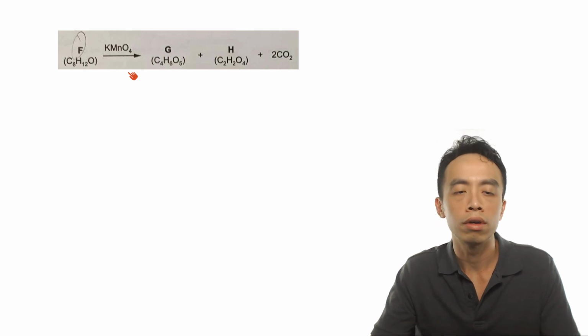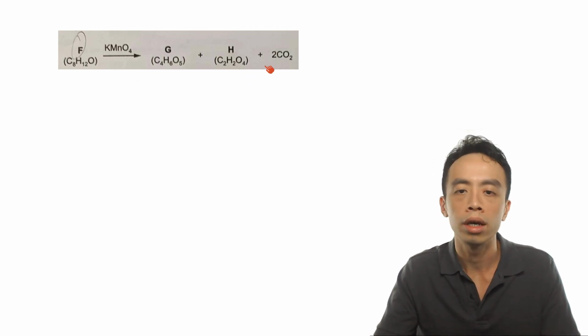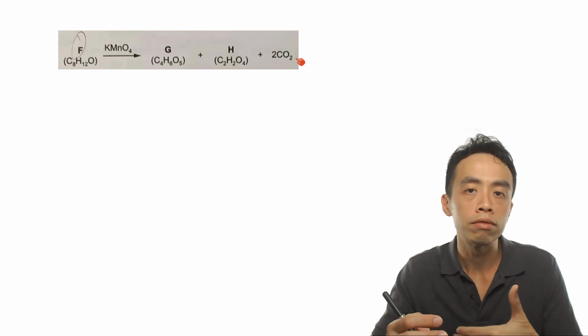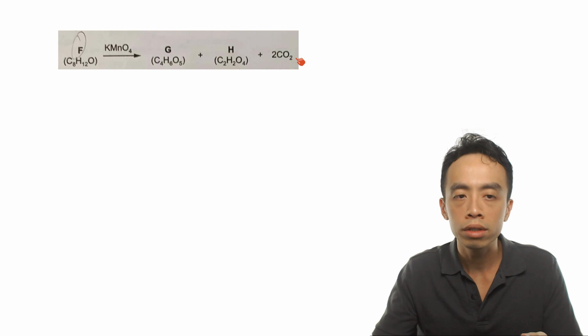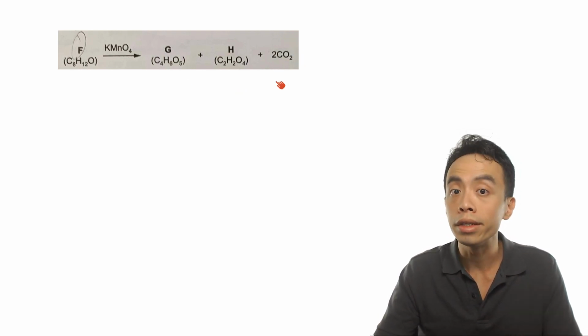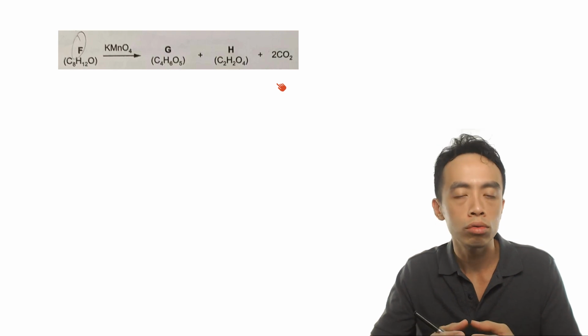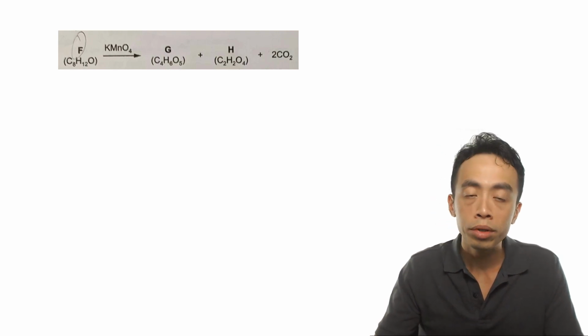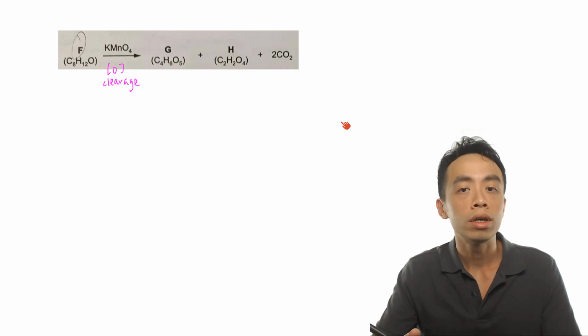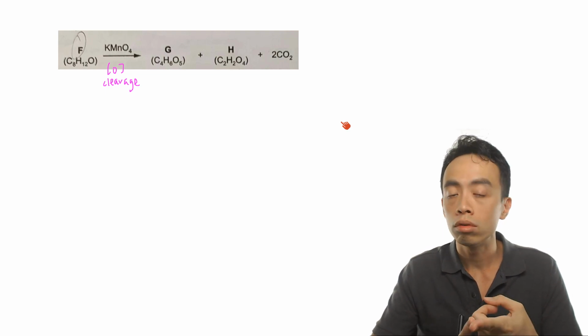So if I look at the products G, H, and CO2, I can try to figure out what functional groups will be present in G and in H, and later it is easier for us to figure out what these two compounds will be. Let me write down the process. This is oxidative cleavage of alkene, and the products of strong oxidation of alkenes will be ketone, acid, or carbon dioxide.